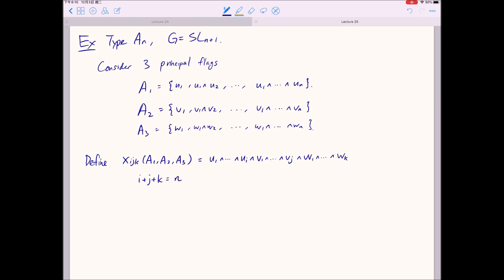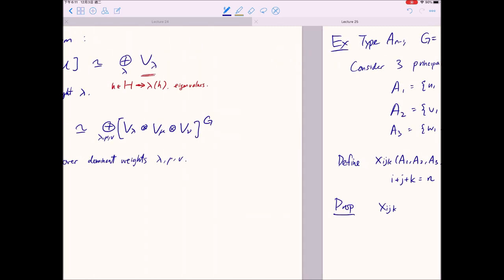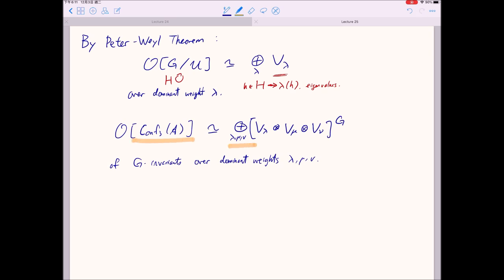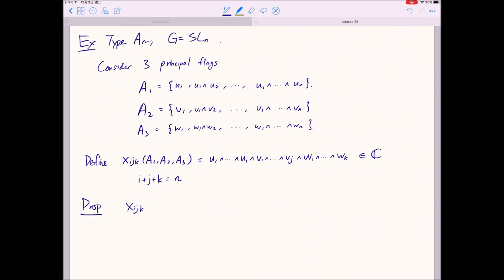Oh, sorry, here I'm using SL_n instead, so maybe type it as n minus 1. These are all in C^n, right? If i plus j plus k is n, then this has n vectors in C^n, so this is canonically identified with a complex number, or the scalar multiple of the canonical form, the determinant form. So this is a function, and it can be easily checked that it is a function in the configuration space, so it should lie in here, and it turns out that it lies in the correct copy.